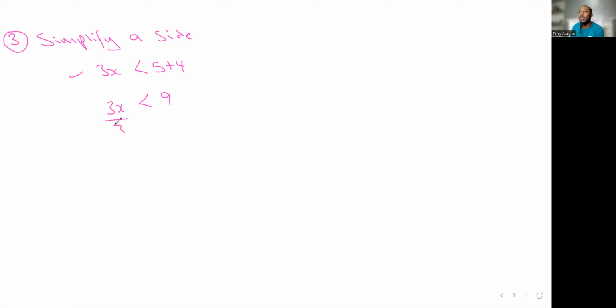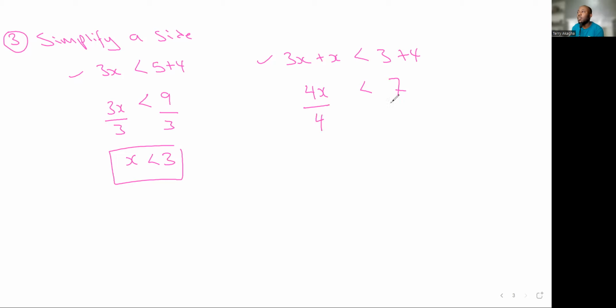Then you now divide both sides by 3, and then x will be less than what? 3. Is that okay? Or if you have something like 3x plus x is less than 3 plus 4. Now we are all simplifying the sides. So I'm going to simplify the left-hand side, and it's going to give me 4x. I simplify the right-hand side, it's going to give me what? 7. Then I divide both sides by what? 4. So x is going to be less than 7 over 4.